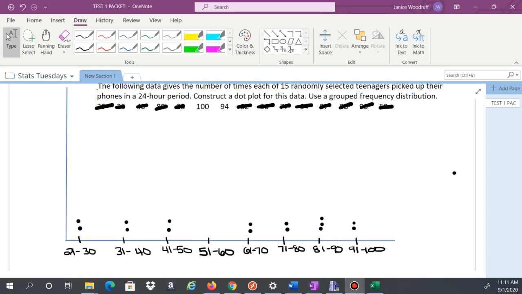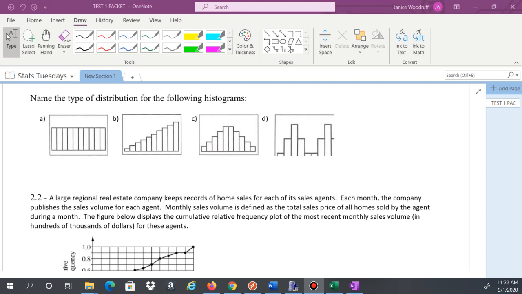All right, let me pause this. Let's go ahead and take a look at these practice problems. So hopefully your guys did not cut off here. Oh, that's just the last one. Yours is okay? All right, good.